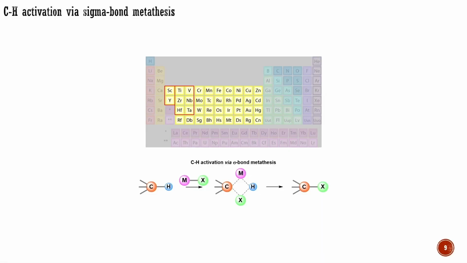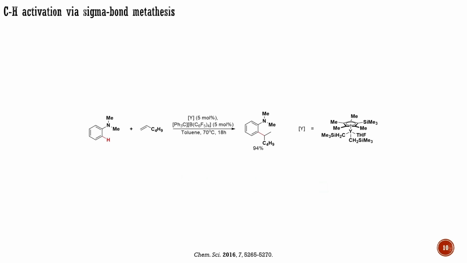The next mechanism is C-H activation via sigma bond metathesis. Whenever you encounter a C-H transformation catalyzed by early transition metals, you should think about sigma bond metathesis. As an example, I want to show you the yttrium-catalyzed alkylation of aniline derivatives, published in 2016.